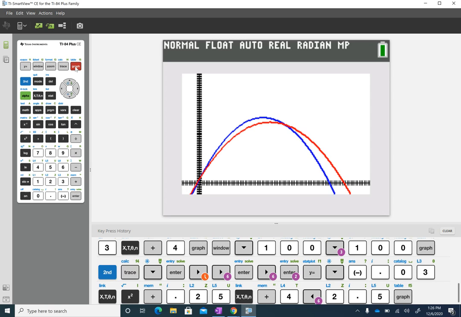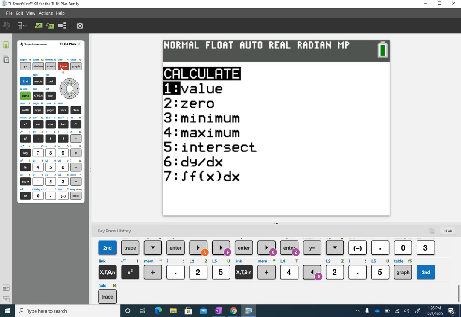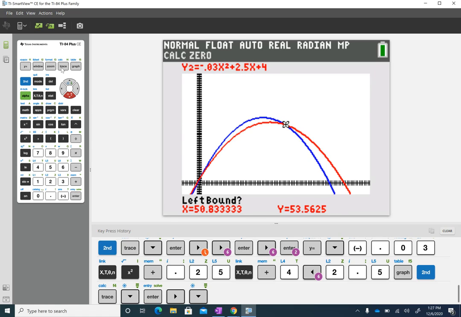So now in red there is Brady. I can clearly see that his throw goes farther. I just need to find that exact value. So I'm going to do second trace. Again, we're looking for the zero. Make sure you're on the red graph. You might have to up arrow or down arrow, so make sure you're on the red graph now. So again, get close to the answer on the left, hit enter. Get close to the answer on the right, hit enter. Guess if you're fancy, otherwise it'll give you the answer.